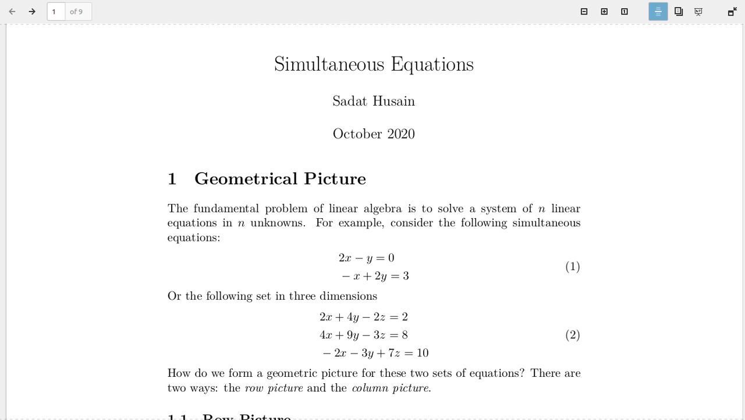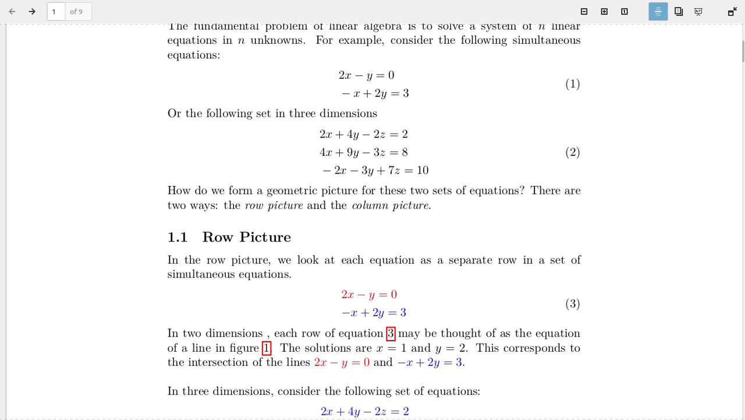Right, now consider the following simultaneous equations, as in equation 1. Two variables, x and y, and two equations, right? Now, you know from your elementary high school algebra that this is enough information to solve these equations. Alternatively, look at the second set of equations, equation 2. You have three variables, x, y, and z, and three equations. Again, there's enough information to solve these equations.